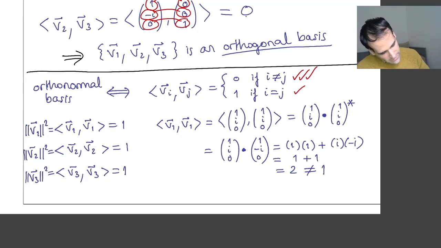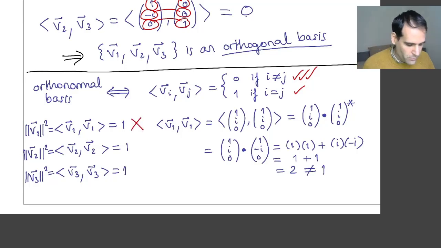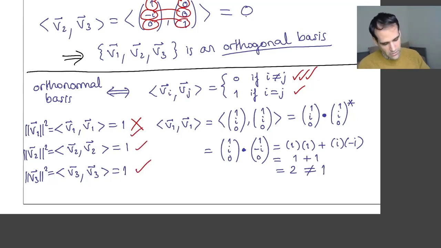So this first test failed. This is not true. We do not need to keep checking. If one of these is not true, then the basis is not orthonormal. For the basis to be orthonormal, the 3 would have to be true. So in this case, it's not orthonormal because the first one is not. If you wanted to check, you would see that the second one is also not true, but the third one is true. But still, that's not enough. The 3 of them have to be 1 in order for the basis to be orthonormal.